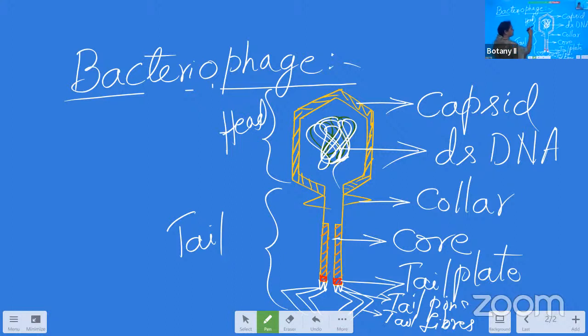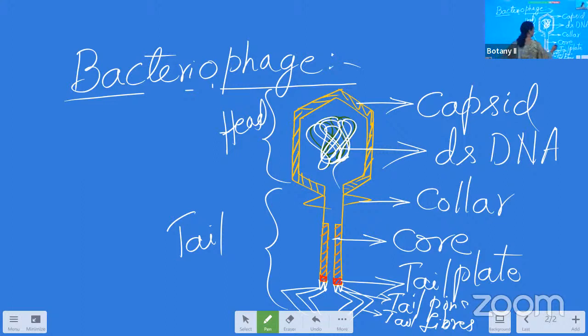So here the entire viral organism bacteriophage is divided into two parts, head and tail portion. The head is made up of a thick protein coat called the capsid, which has the genetic material inside. The genetic material is the double-stranded DNA, and the tail portion has the core, tail plate, tail pins, and the tail fibers. And between the tail and the head, a small collar-like structure is present, which separates these two parts in the bacteriophage, and the functions of the collar are not yet known.